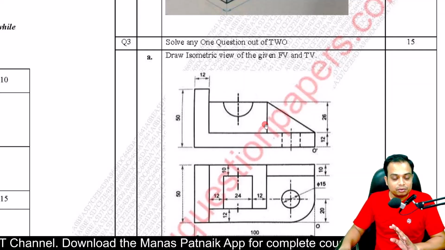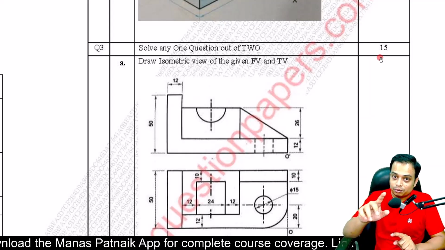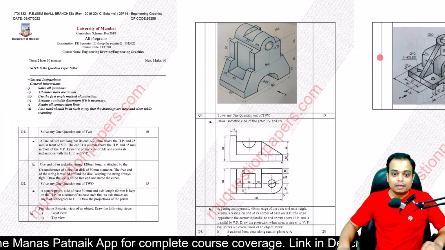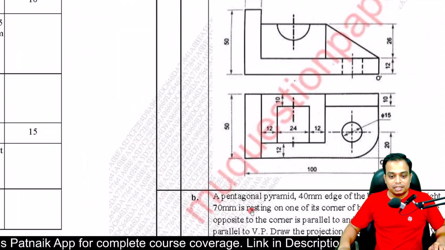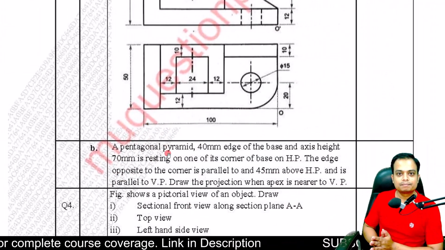Let me be very honest with you. It is of 15 marks, so in order to fetch it, you need to put in your hard work. Question number 3, part B, is from the topic of projection of solids.